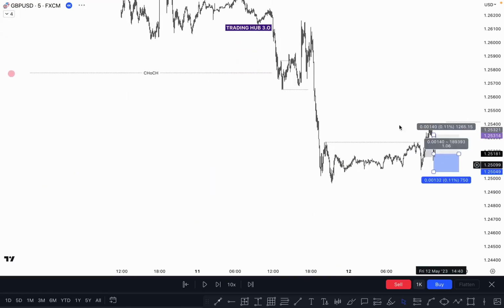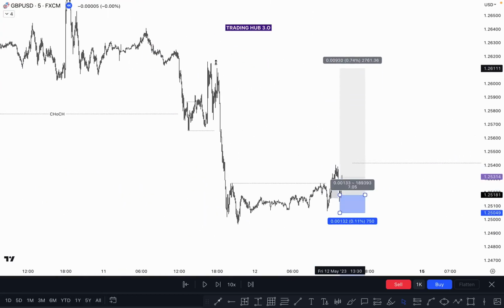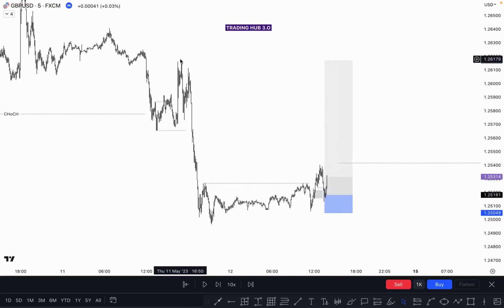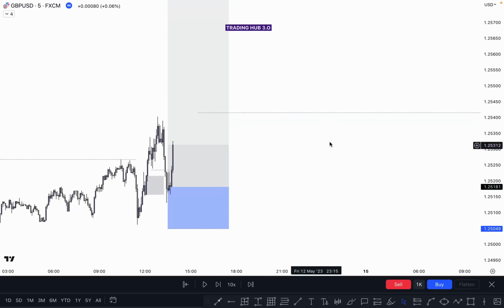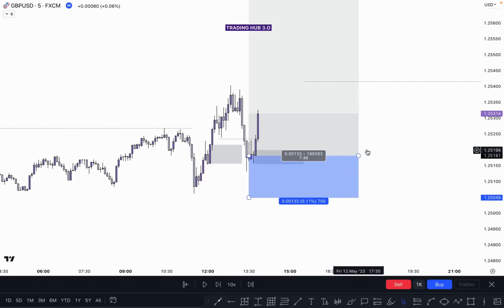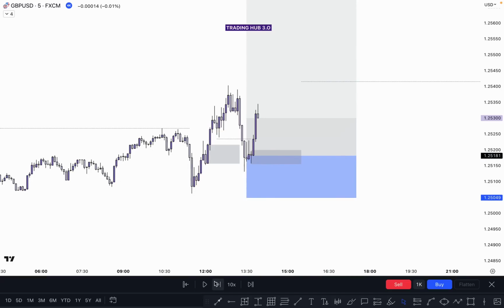And where is our target in this case? At least target this point, because this is our high here, right? So simply you can buy here and set the target here, right? So let's see what happened next here. And after this one, you can also take another entry, like here on a single candle order block, right? So let's see what happened next after this one.